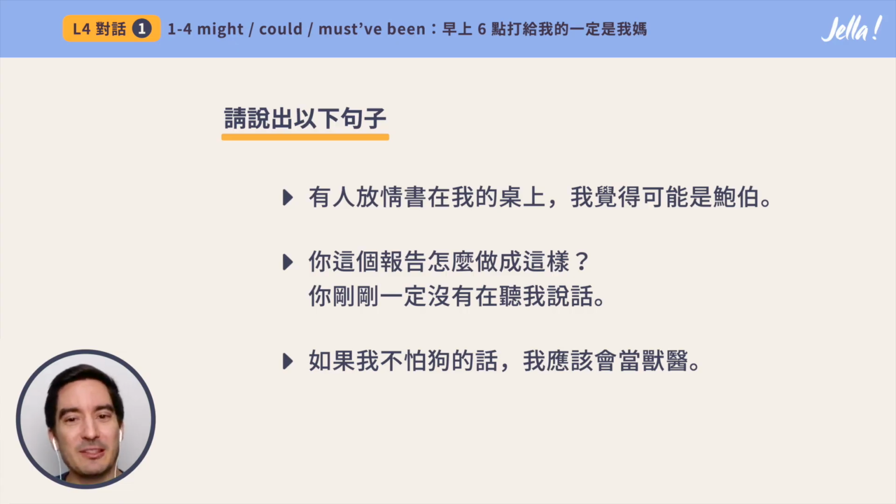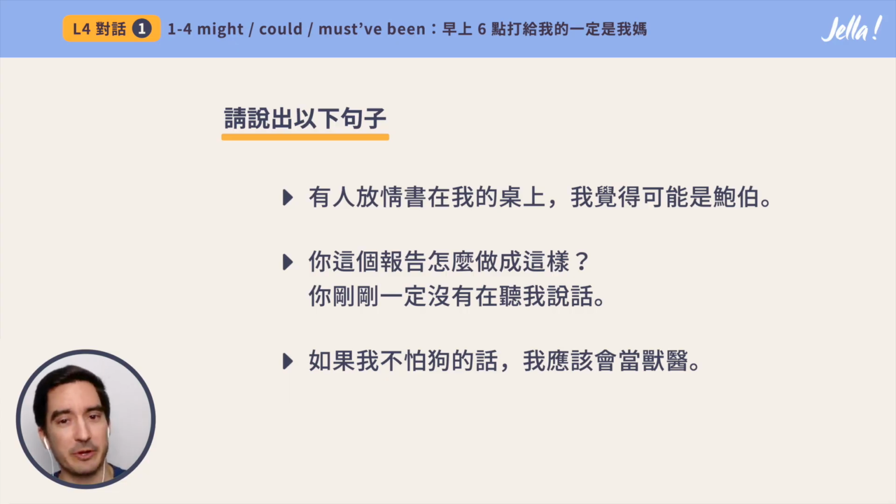So, someone put a love letter on my desk. I think it could have been Bob. Oh my gosh. Bob. So, someone put a love letter on my desk. Past tense of put is put. So, this is actually past tense, put. In the present tense, it's put, past tense, put, okay?